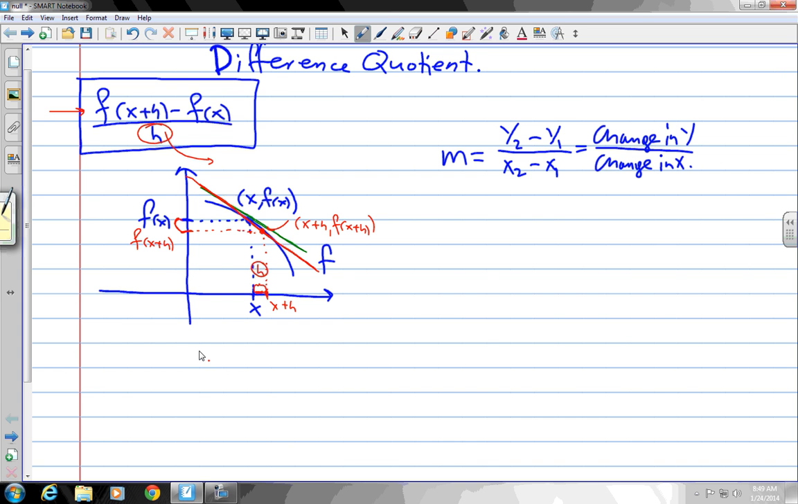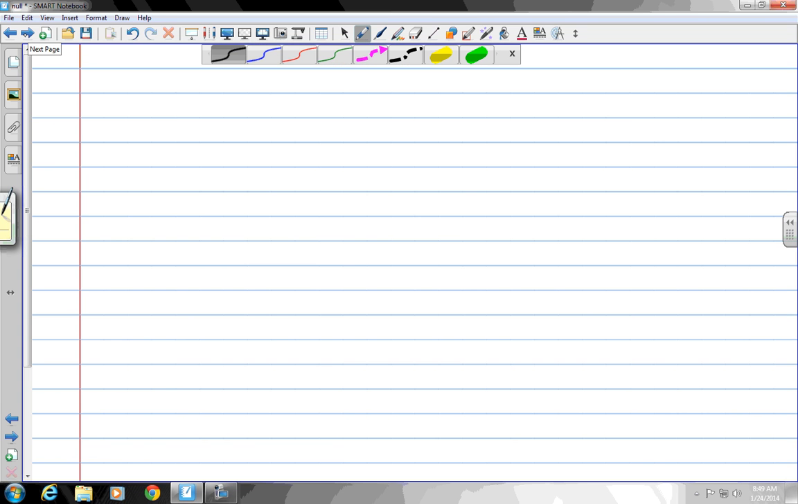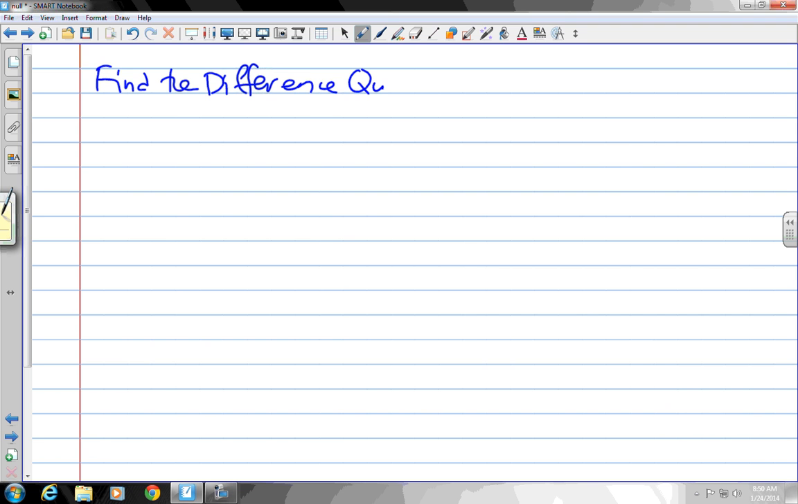So let's do a few examples of what we mean by computing the difference quotient. And again, it should be pretty fresh from college algebra. So find the difference quotient of these functions. So here's my first example. f of x equals negative x squared plus 3x plus 4.